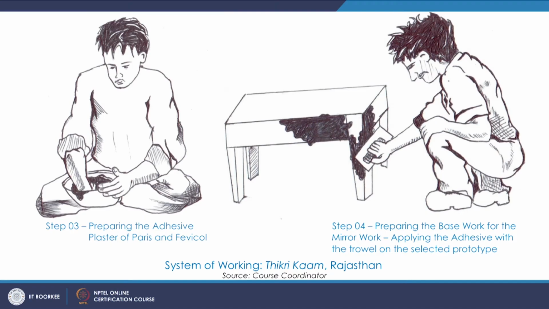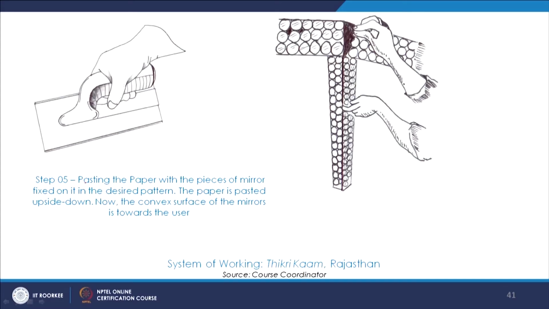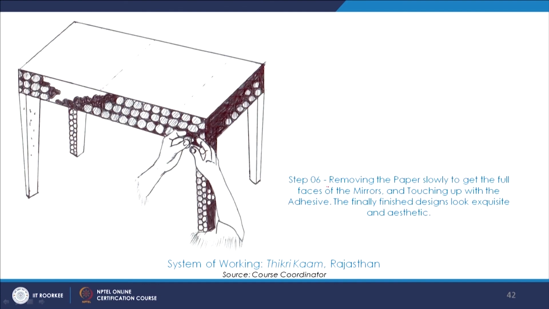Then drawing the designs on paper, fixing the pieces of mirror with the convex surface towards the paper, cutting the pieces as required, pasting the paper with pieces of mirror fixed on it in the desired pattern. Here, this is the prototype and this is how the mirror pieces have been put in place. And removing the paper slowly to get the full faces of the mirror and touching up with adhesive. So this is the final prototype.